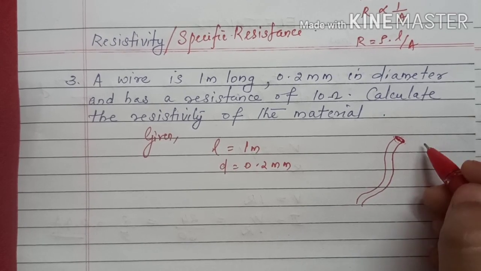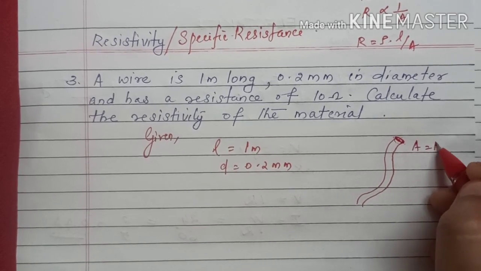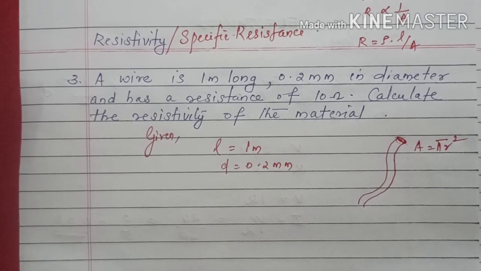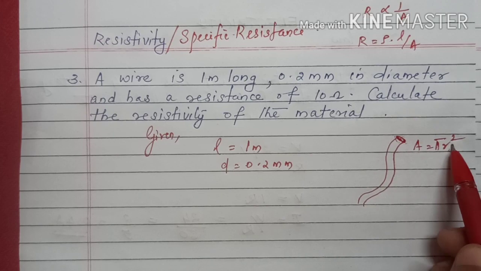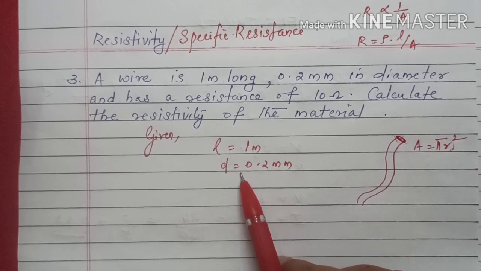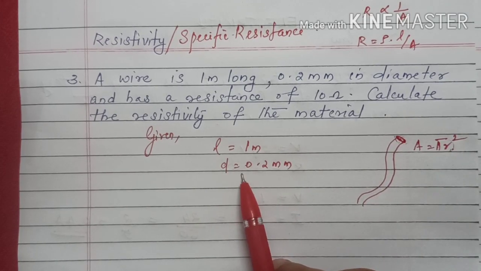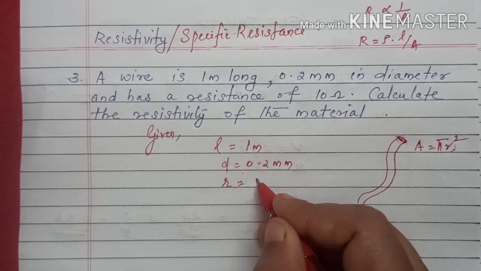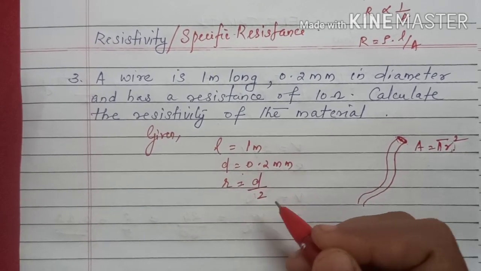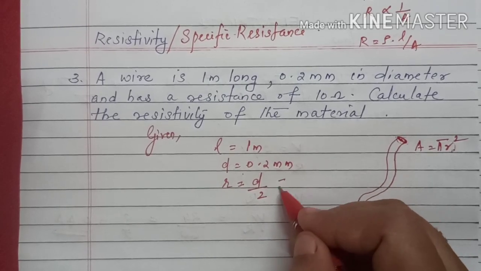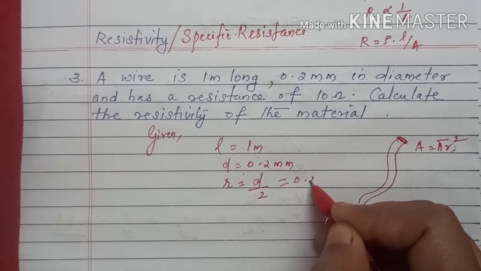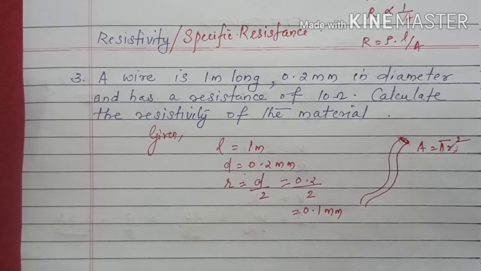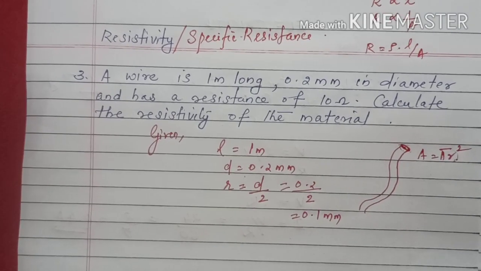The area of a circle is given as what? Pi r square, isn't it? Pi r square. So instead of r, in the question the diameter is given. So first you have to find the radius from the given diameter, that is r equal to d by 2. What is d by 2 here? 0.2 by 2, which will give you 0.1 millimeters. This is the radius of the wire.